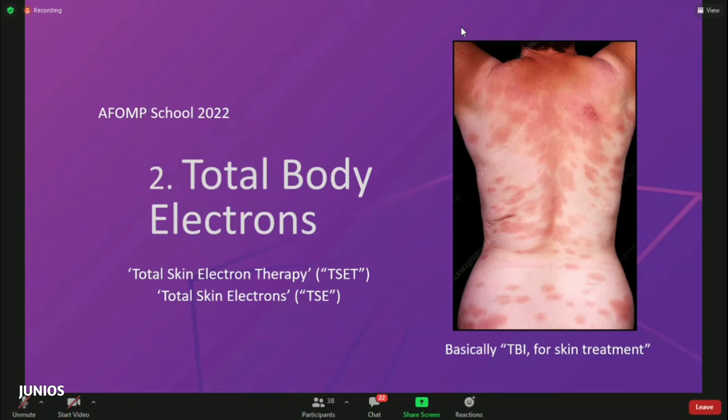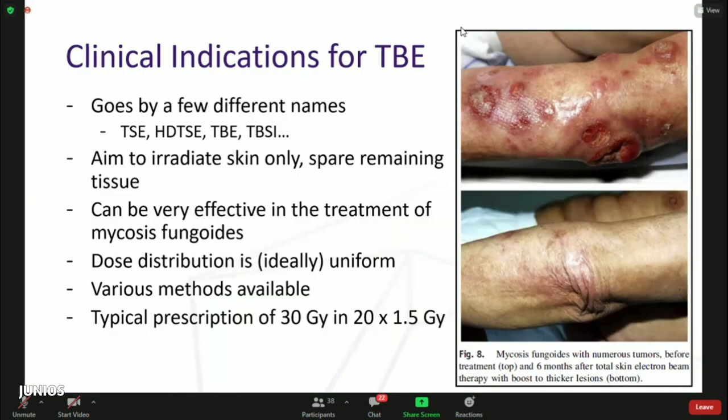So TBI comes with different names, but it all means the same thing. So you could say total skin electron therapy, total skin electrons, there's a whole bunch of other acronyms as well. It all basically means the same thing. And in very simple terms, it's basically TBI, but for skin treatments. And we'll talk about what exactly that means.